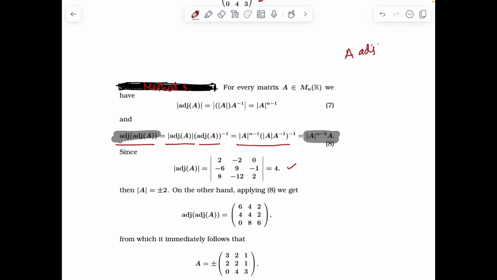You can write A times adjoint of A equals determinant of A times I. And now if I pre-multiply this with the adjoint of A, what we'll get is adjoint of A times A is determinant of A times I. So that will be determinant of A times adjoint of A.